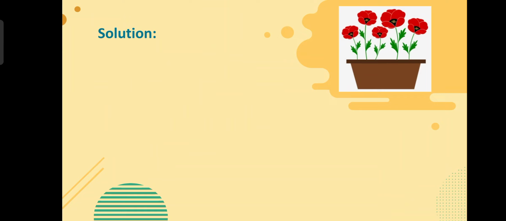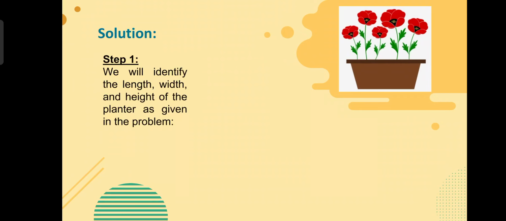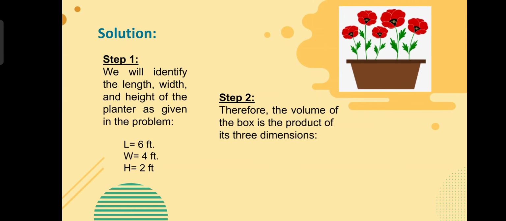For the solution, step 1, we will identify the length, width, and height of the planter as given in the problem. So we will find the given first. We have the length, 6 feet, the width, 4 feet, and the height, 2 feet. So step 2.